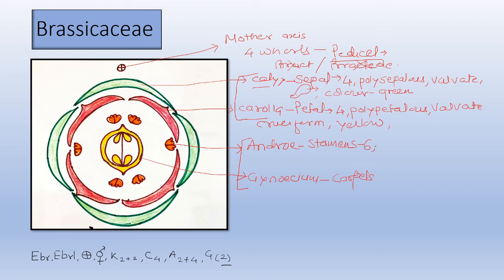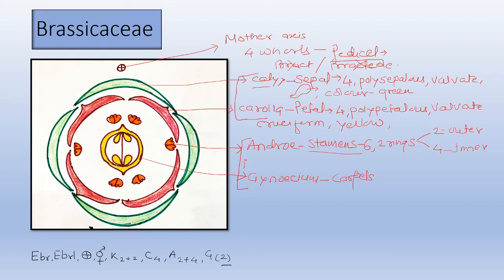How are they arranged? They are arranged in 2 rings. The outer ring consists of 2 and the inner ring consists of 4. So 2 rings are present. Are these stamens united or free? That we have to see.